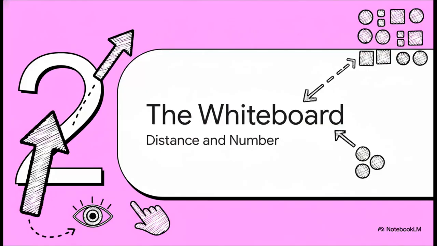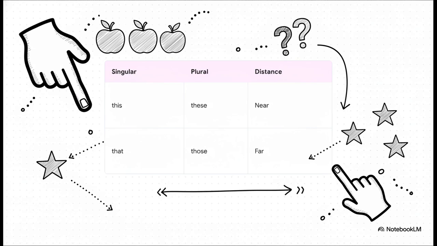Moving right along to section 2, the whiteboard, near versus far, visualizing distance and number. I want everyone to direct your attention to the diagram I'm drawing up here on our virtual whiteboard. Look at this perfectly organized grid. We have 4 keywords to remember: this, these, that, and those. To choose the right one, you literally only need to ask yourself 2 simple questions.